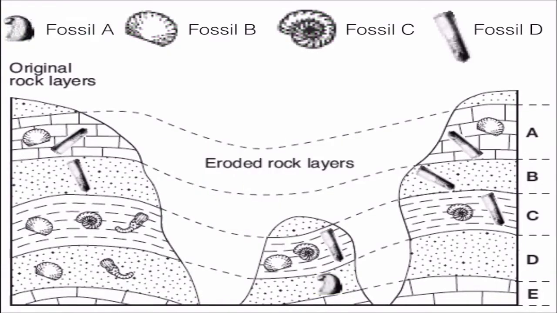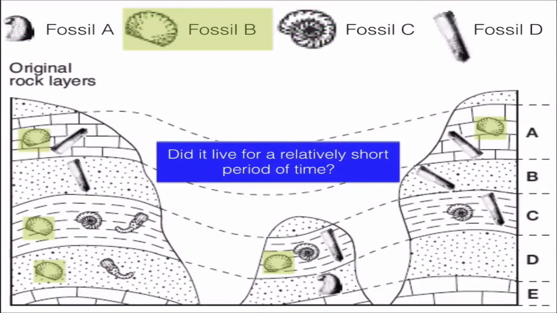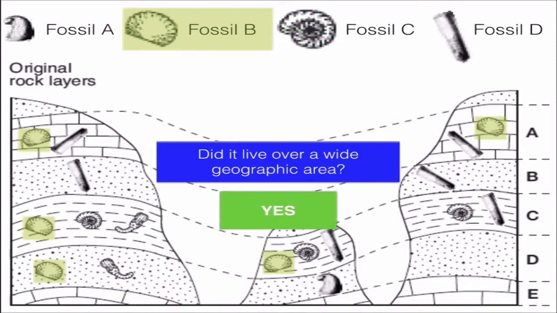Let's evaluate fossil B. Fossil B is located here, and the first question is, did it live for a relatively short period of time? Well, in this circumstance, because it's found in multiple vertical layers, that would be no. It does not fit that criteria. The other question is, did it live over a wide geographic area? The answer for that question is yes. It is found in all 3 locations, so that shows a wide geographic distribution.